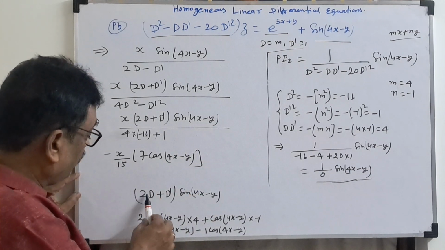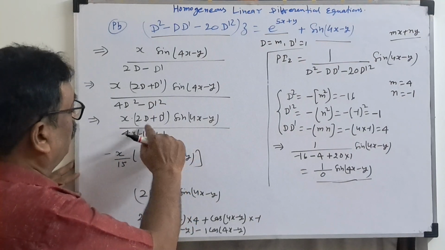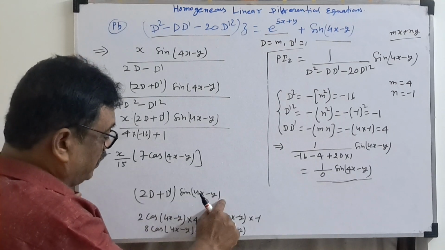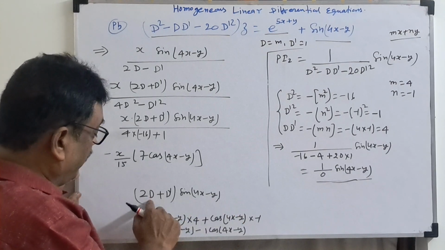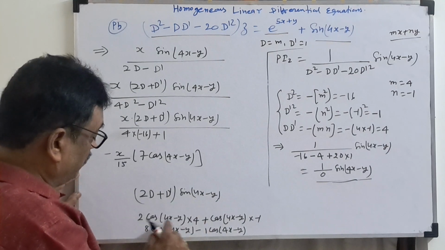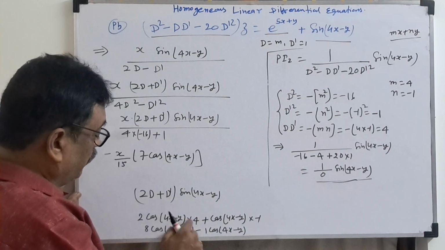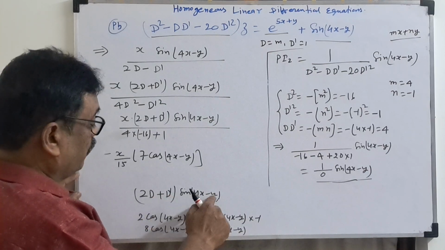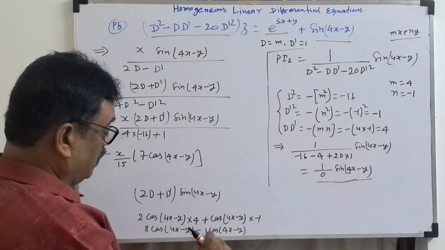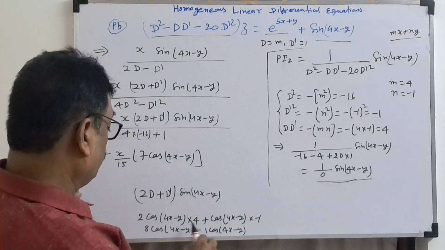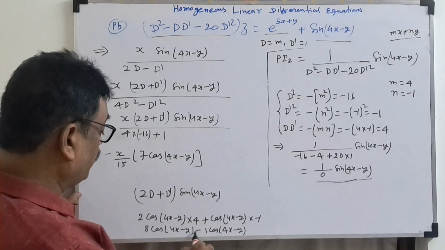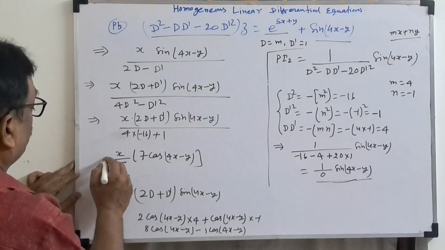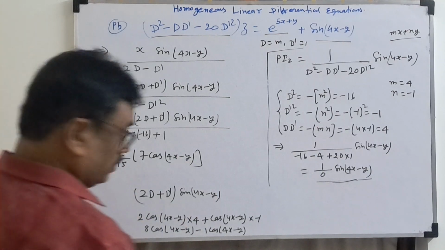Listen here. 2D plus D dash, numerator is there. So this term, how will we solve? So I solved here. 2D first you think. This is the expression. X, D differentiate with respect to x. Sin differentiation cos(4x minus y). Then with respect to x, 4. D dash with respect to y: cos(4x minus y) as it is, y is there. So D dash is minus 1. So this will come 4 into 8 cos(4x minus y), then minus this 1. So 7 cos 4x. So this is called PI2.